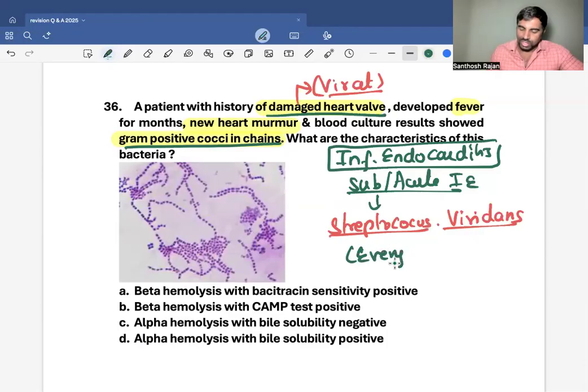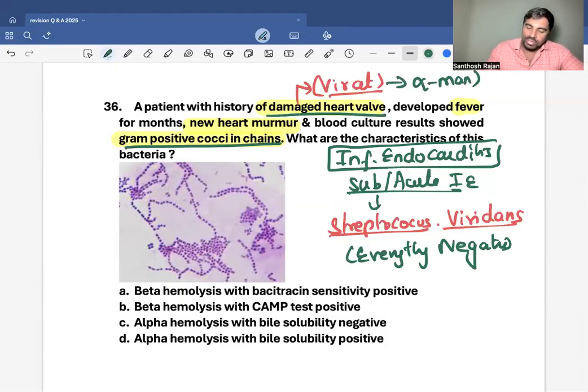There is no specific test. Everything is negative about Viridans. No specific test for Viridans. Everything is negative, okay, so you got it. And I already told you Viridans is an alpha-hemolytic, he's an alpha man, not a beta man. He's alpha, but partially MLS. I told you. So beta is cut, not.